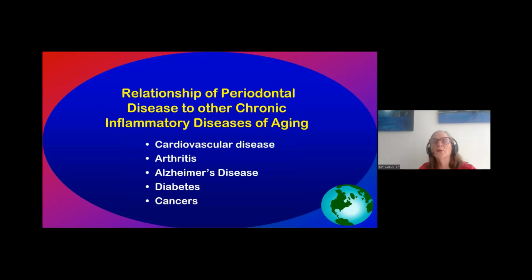So the relationship of periodontal diseases to other chronic inflammatory diseases of aging, as I've mentioned, is that they can exacerbate cardiovascular disease, arthritis, Alzheimer's, diabetes, and cancers because of the comorbidities, because of the interaction, and primarily because of inflammation adding to the inflammatory burden.